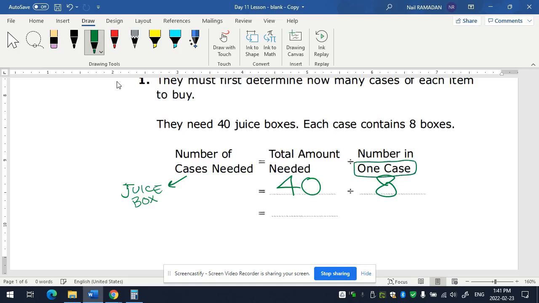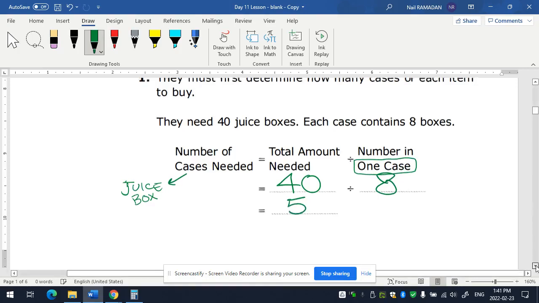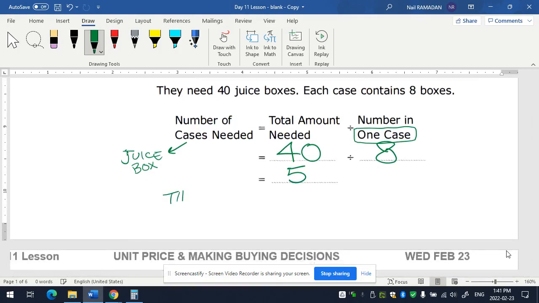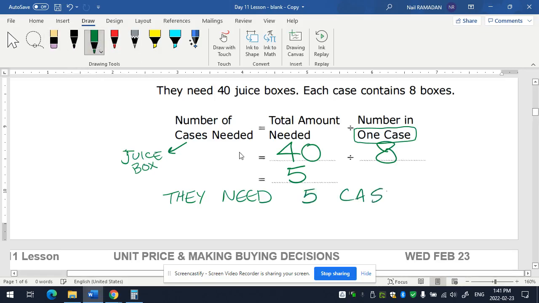Does anyone know what's 40 divided by 8? It's 5. So that means what? They need, I want you to write a quick therefore statement. They need 5, that's 5, not 6, 5 cases. Okay, awesome.